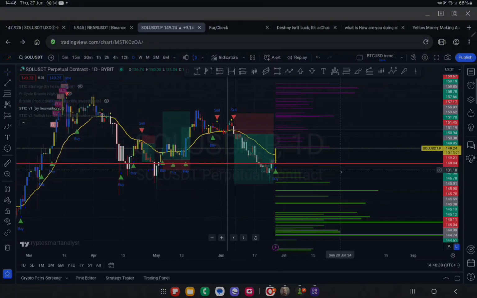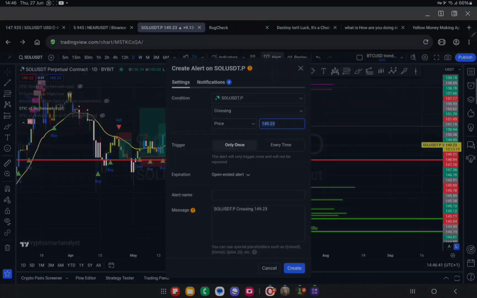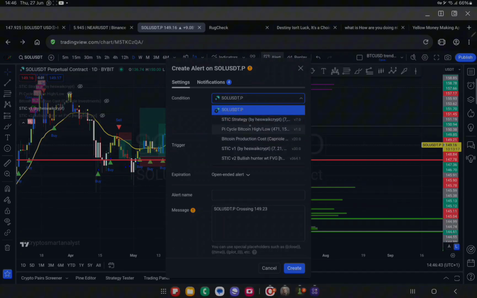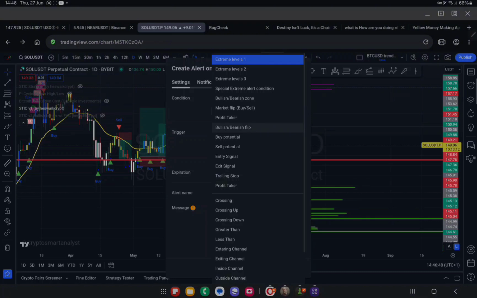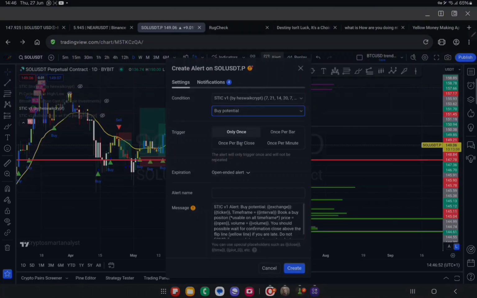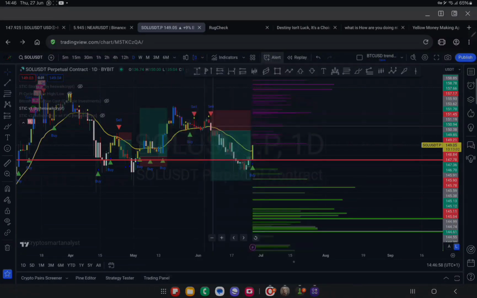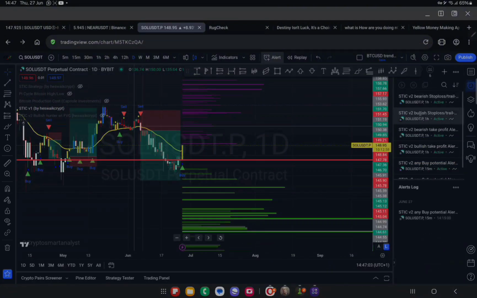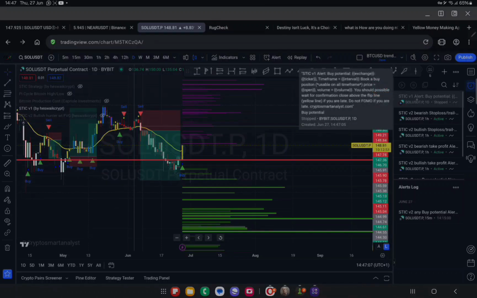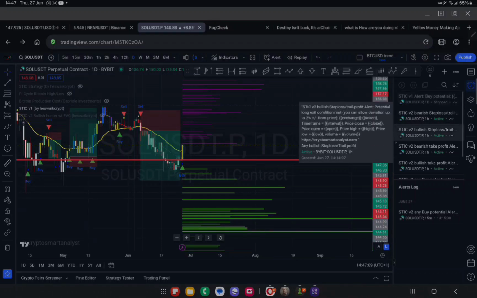And another thing you can do with STIC is to set your alerts. So you can set your trade alerts. So STIC version 1, B1. I want to set an alert for buy potential. So I have a buy potential alert, put it to once per bar close, and you can see we already have the alert details set for you. You can edit the message anyway. So once you set it, you can see your alert here. You can see my alert is going to show here now. Good, this is it. This is the alert showing right now.